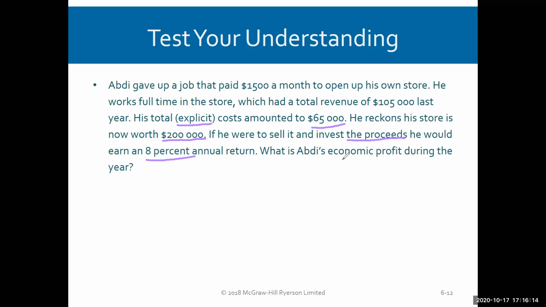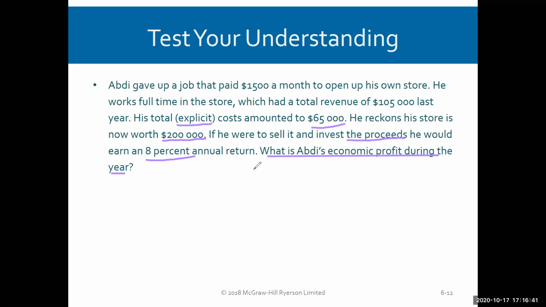Okay, what is Abdi's economic profit during the year? So it's this final question that we're trying to figure out. What is Abdi's economic profit during the year? And for that, if we look at the formula, we just need to find total revenue, total explicit costs, and total implicit costs. So the total implicit costs are kind of always the tricky one. So let's take a look at what they do.